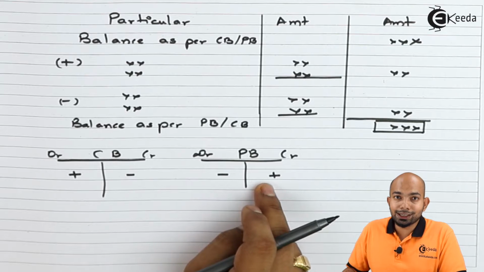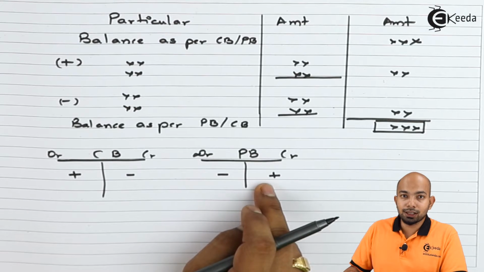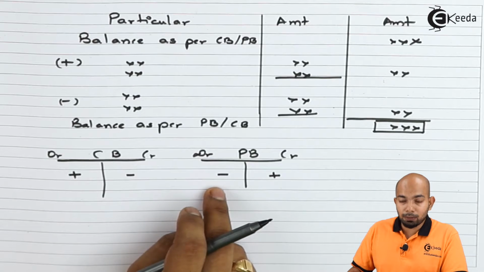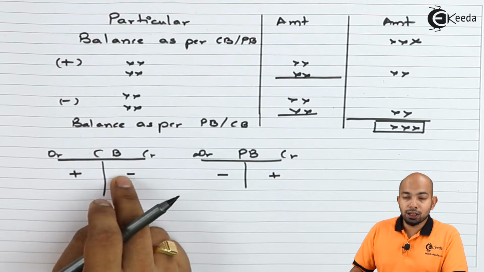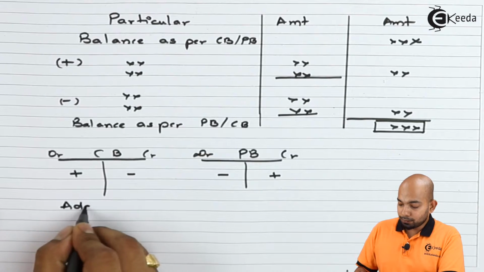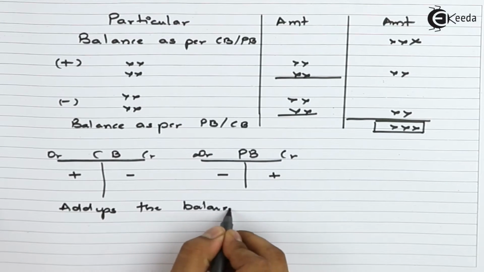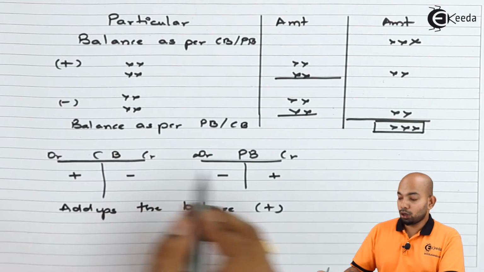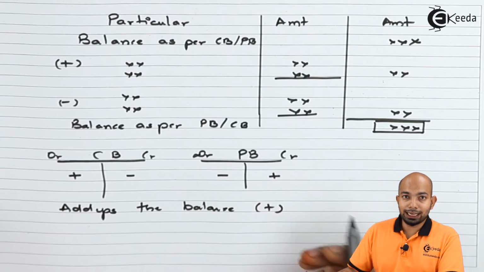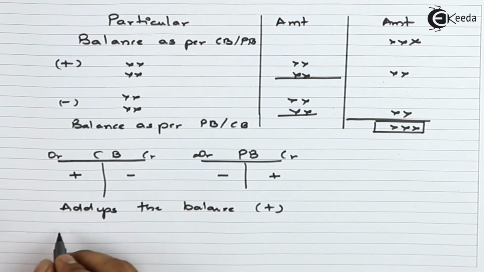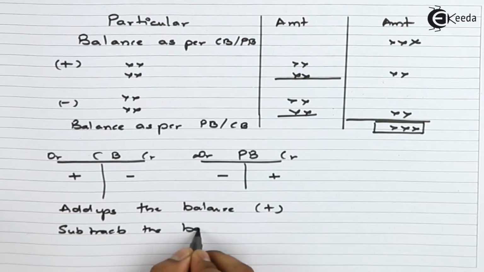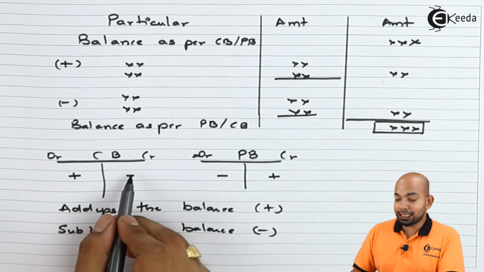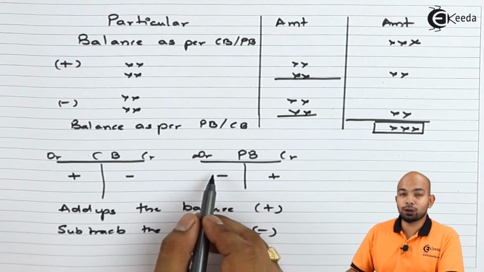And if supposedly any transaction lowers down your balance, that means either the passbook debit balance or the cash book credit balance. So anything that adds up the balance of either the cash book or the passbook is either seen on the debit side of the cash book or on the credit side of the passbook. And anything that subtracts the balance is seen on the credit side of the cash book or on the debit side of the passbook. This is something that you need to understand.